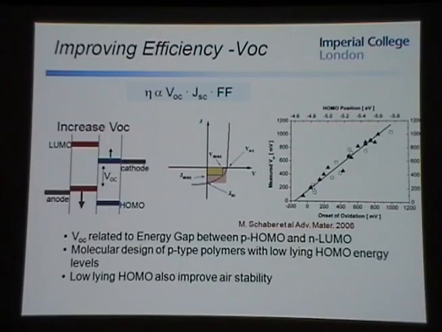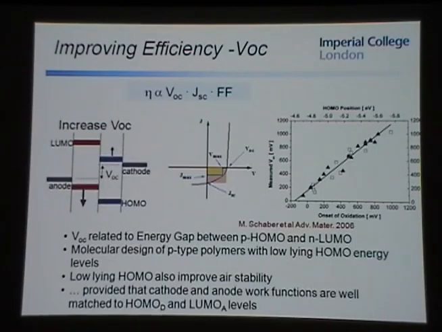And how do we know this? Well, for example, this is a study a few years ago now by the Kanaka group, where they looked at the HOMO position of a range of conjugated polymers, and they could relate that to the measured VOC against PCBM. So there seems to be a definite empirical relationship between the level of the HOMO and the voltage that you observe in the cell, provided, of course, that the anode and the cathode are well matched.